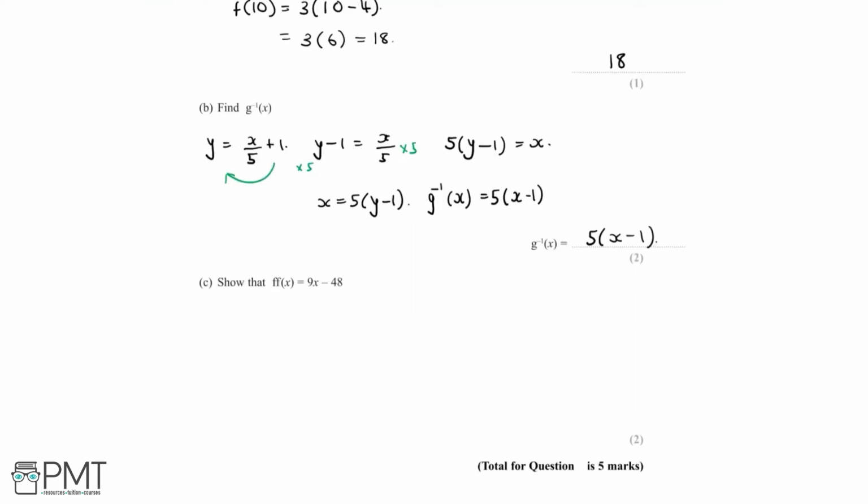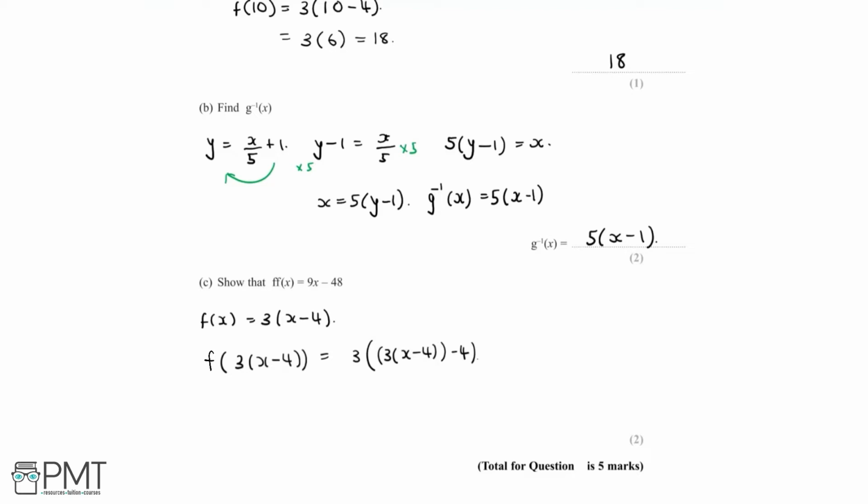Now in part C, we need to show that fg(x) is equal to 9x − 48. And so this is a composite function. Let's start by finding f(x). So we know that f(x) is equal to 3(x − 4). Now we need to find f(f(x)). And so now we can say that f(3x − 4) is the same as saying 3(3x − 4 − 4).